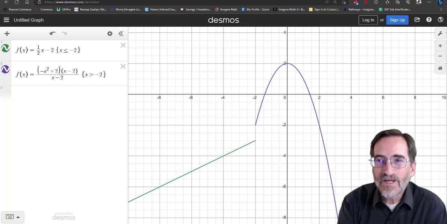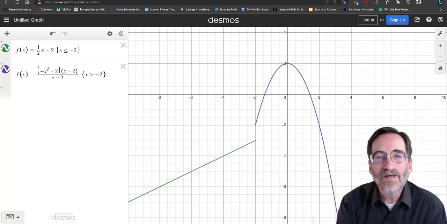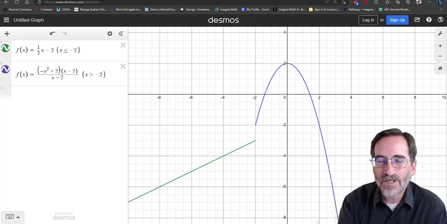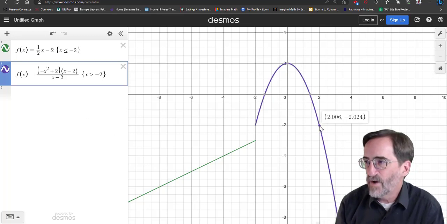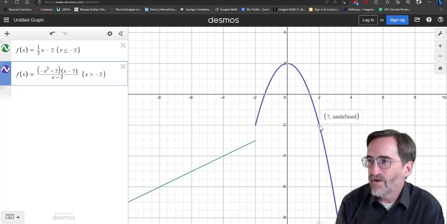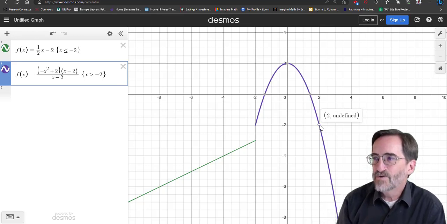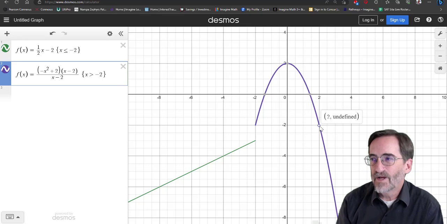The purpose of the x minus 2's, as you may have guessed, is to create a removable discontinuity at x equals 2. You can manifest this in Desmos by clicking on the point in the graph where x equals 2, and notice it does graph a circle there, and it is listed as undefined. If I can get it back here, it has to be just right. Oh, there we go, right there. 2 comma undefined, right? So that is a hole.